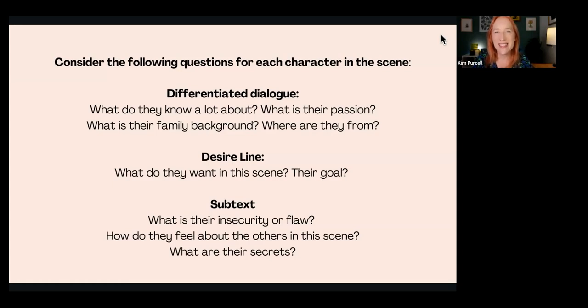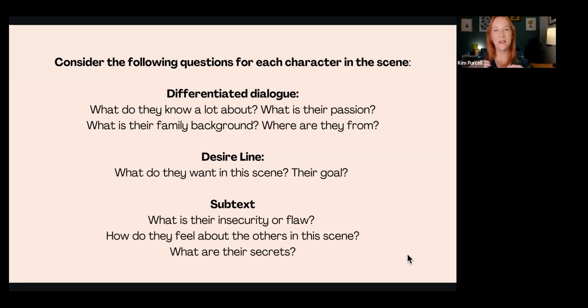Now we're going to get into subtext. That's whatever is underneath. So first you need differentiated dialogue, which means you're showing who the characters are through the dialogue. All right, next you're going to advance the plot. Okay, and finally you want some subtext. And how do you do that? Well, part of it is through the desire line of all of the different characters. What does each of the characters want, and how does that conflict?